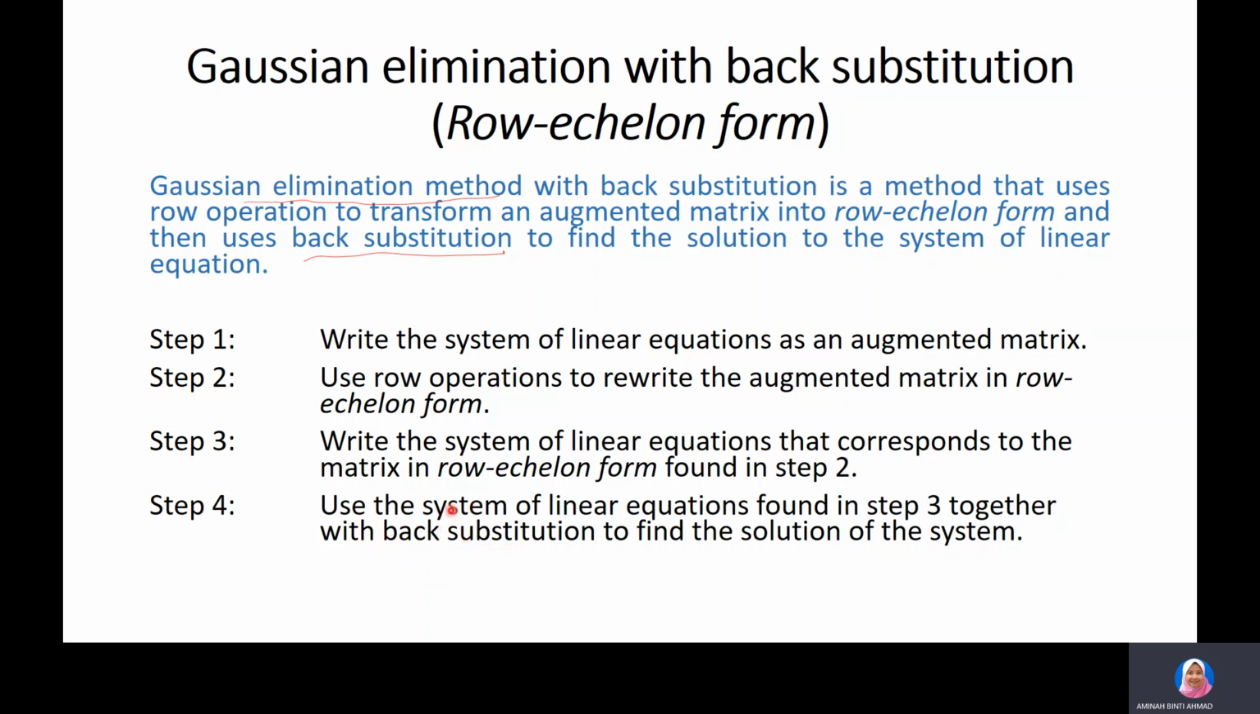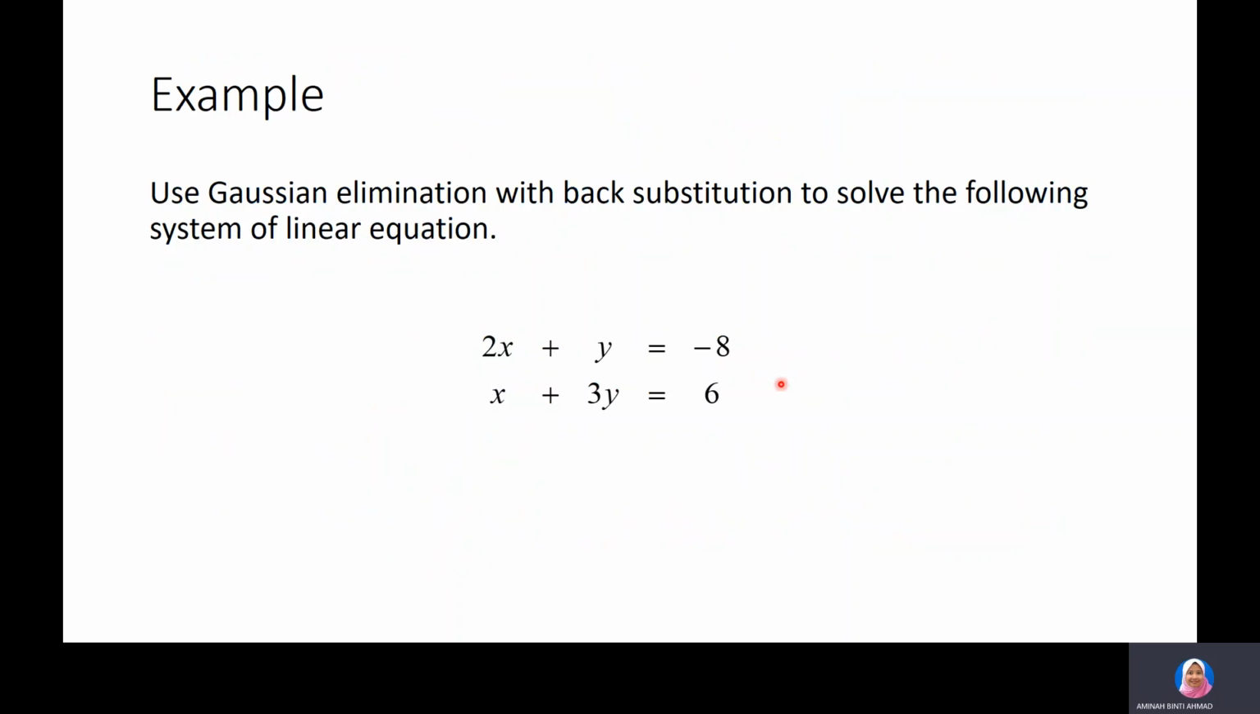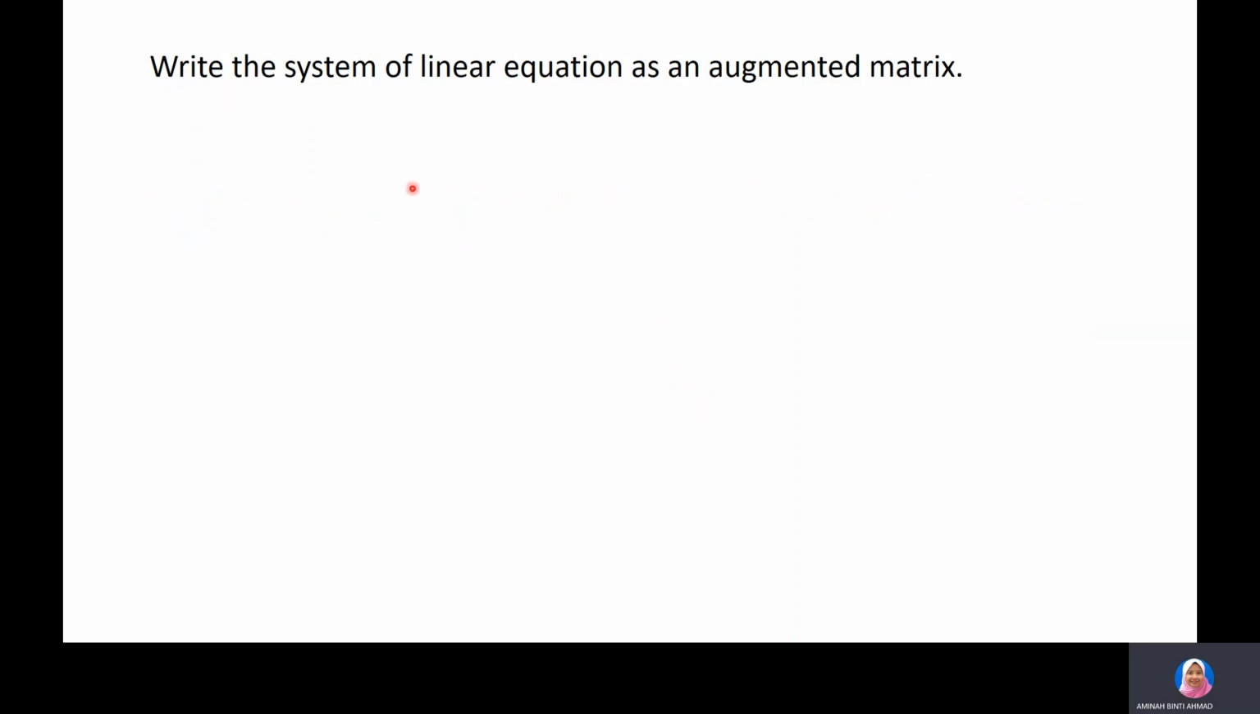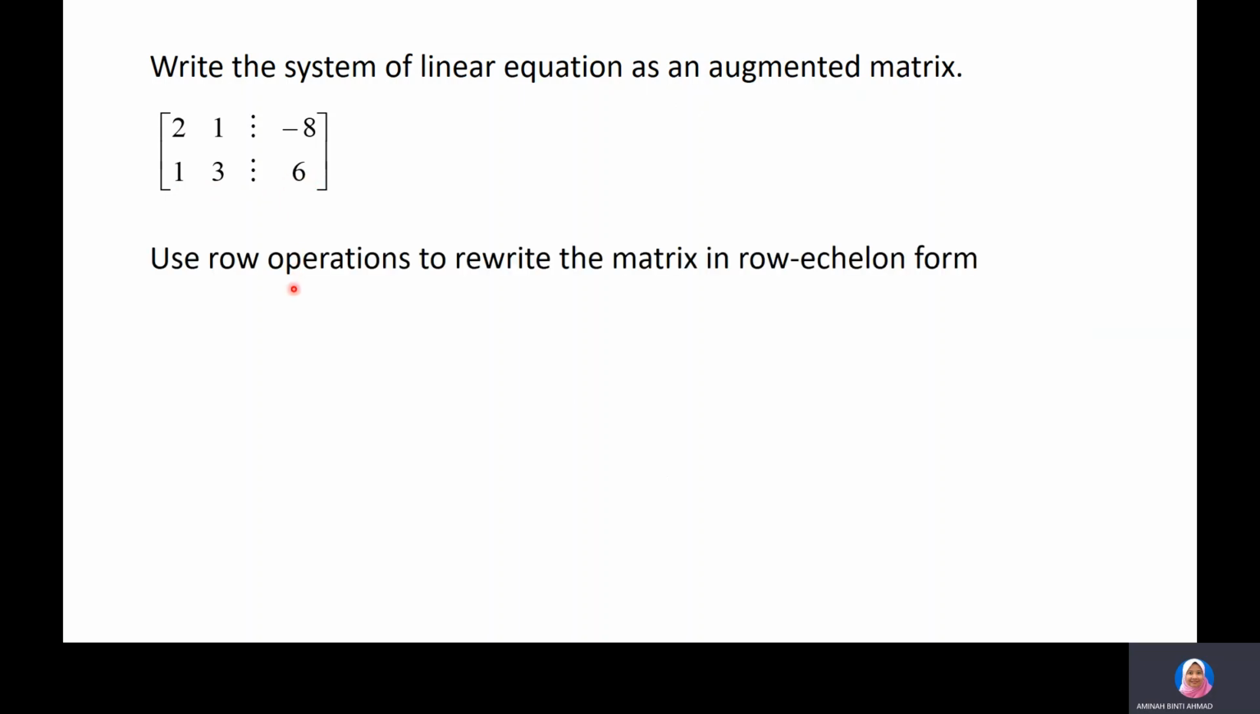Okay, so let's look at the example for two equations. We will try to use Gauss elimination with back substitution to solve the system. First, write the system of linear equations as an augmented matrix. So we write 2, 1, -8 for 2x plus y equal to -8, and 1, 3, 6 for x plus 3y equal to 6. And then we use row operations to rewrite the matrix in row echelon form.